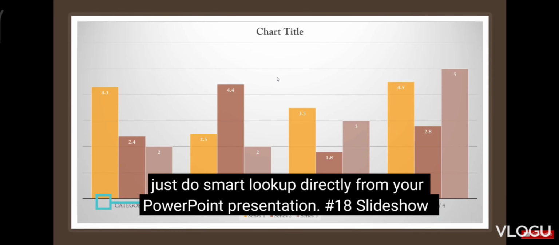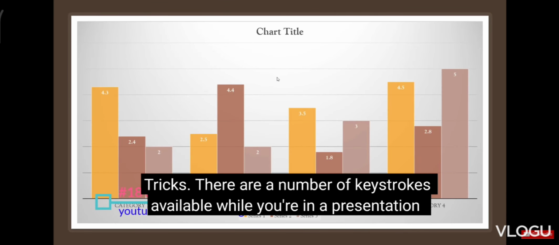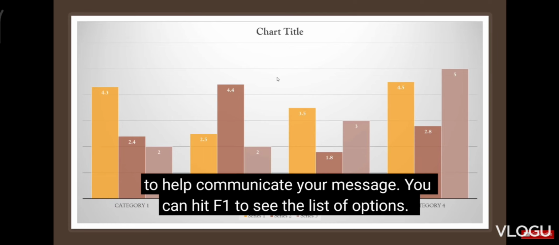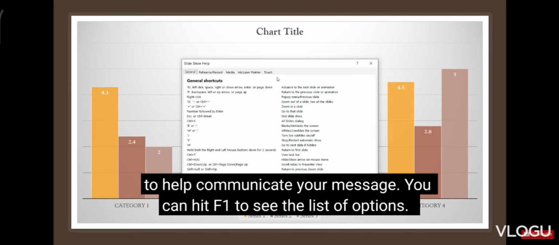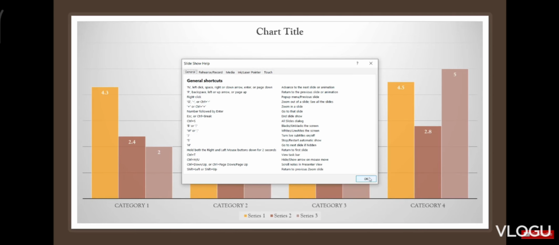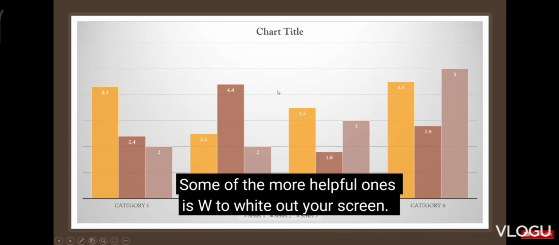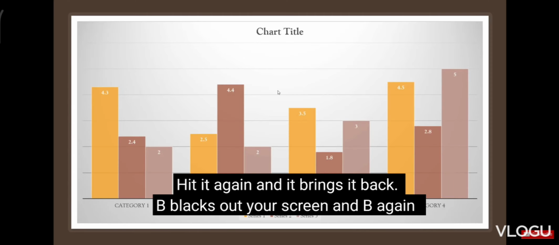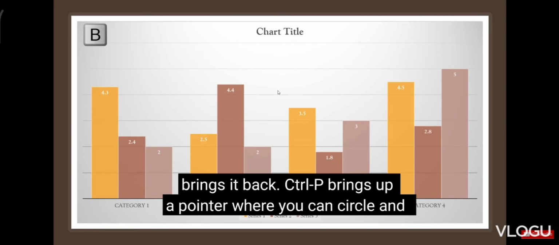Number 18, Slideshow Tricks. There are a number of keystrokes available while you're in a presentation to help communicate your message. You can hit F1 to see the list of options. Some of the more helpful ones is W to white out your screen. Hit it again and it brings it back. B blacks out your screen, and B again brings it back.